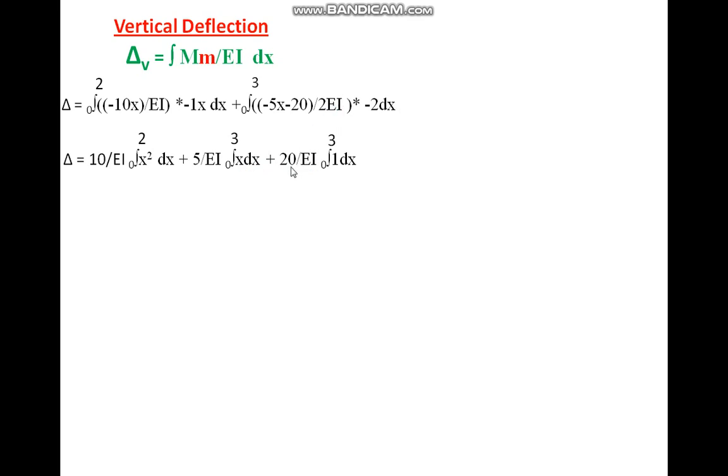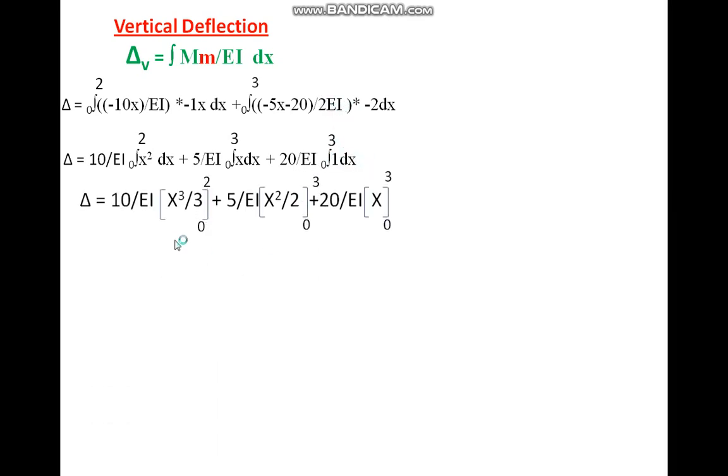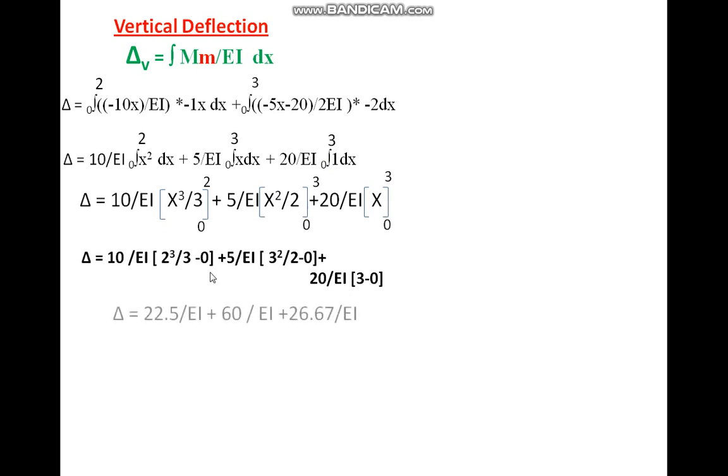you get plus 20 divided by I, integration of 0 to 3, here no value, that will be 1 into dx. So again, integration of x square is x cube by 3, upper limit 0 to 2, and 5 by I, integration of x is x square by 2, 0 to 3, 20 divided by I, integration of 1 is nothing but x, substituting upper limit minus lower limit values. Then finally you get the vertical deflection as 109.17 divided by I. This is for vertical deflection.